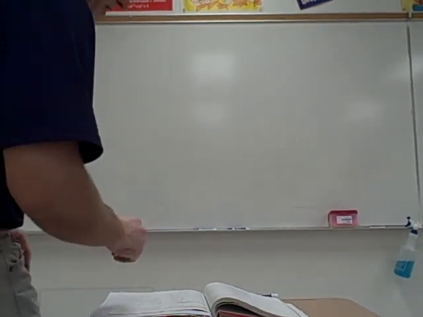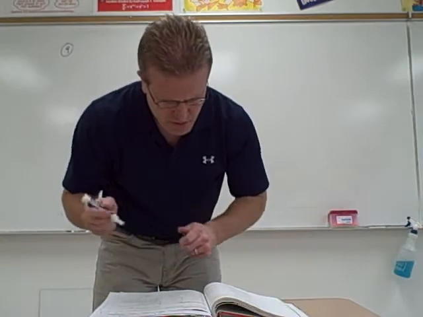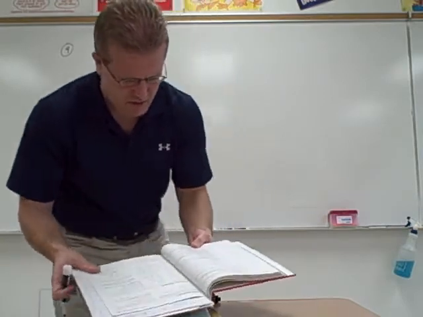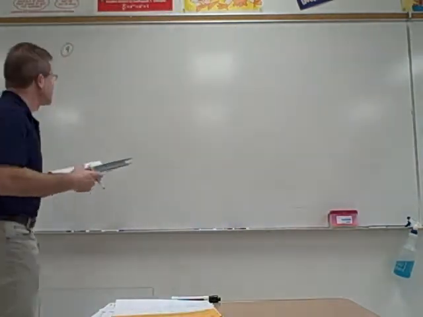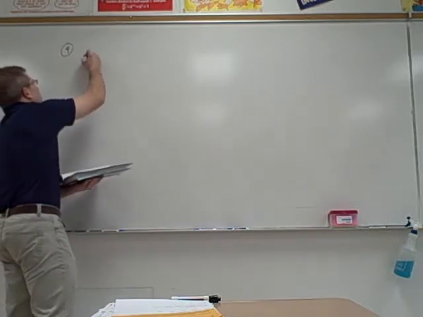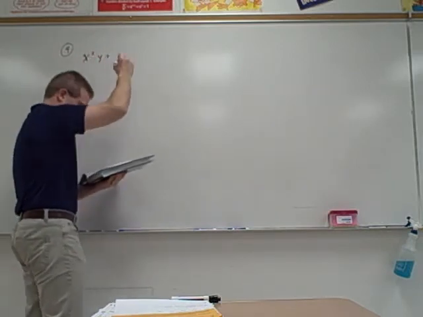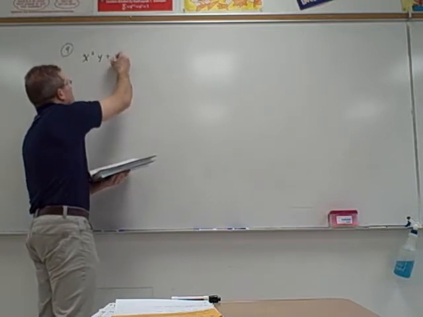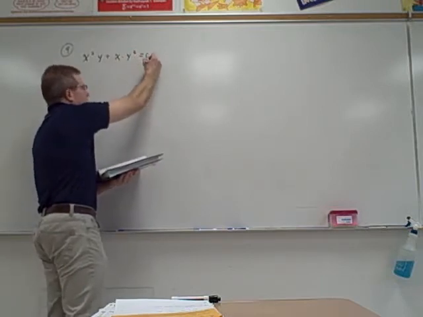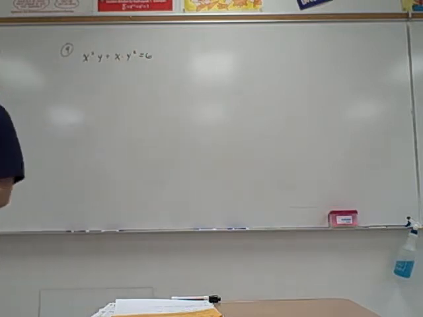All right, it's number 9, lesson 3.7. x squared times y plus x times y squared equals 6. In the directions it says find dy over dx. So you're supposed to find the derivative.